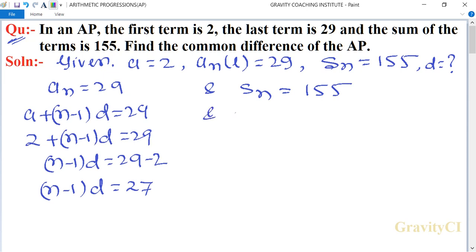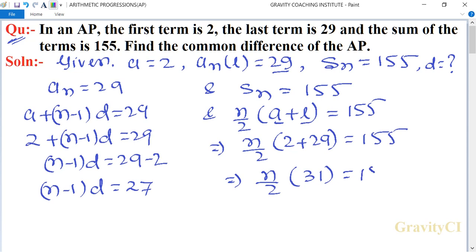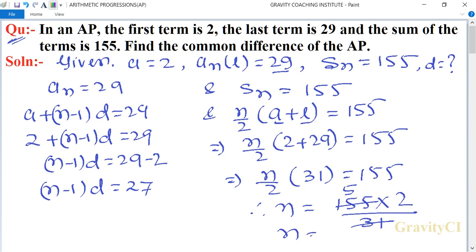And we know that the formula of Sn is equal to n upon 2 times a plus l, which is equal to 155. So n upon 2, and the values of a and l are given, 2 plus 29, is equal to 155. So n upon 2 times 31 is equal to 155. So n is equal to 155 into 2 upon 31. 31 times 5 is 155. So n is equal to 10.